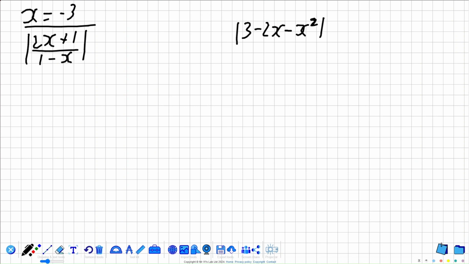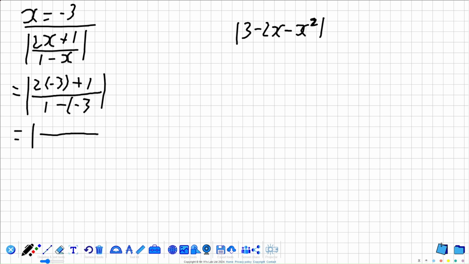So we've got x equals -3, and then we've got these absolute functions here. And so what we're going to do is evaluate them by inputting the x values. So that'll be obviously 2 times -3, plus 1 over 1 minus -3, which we know would end up being -6 plus 1 is -5, and then 1 minus -3, so it's just 4. So then we know that this would end up resulting in 5 over 4.